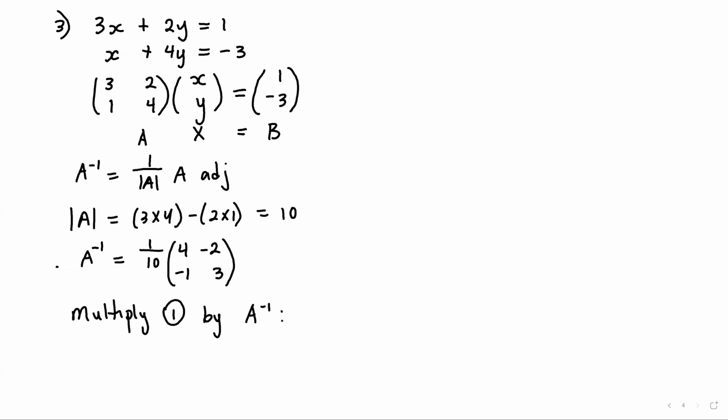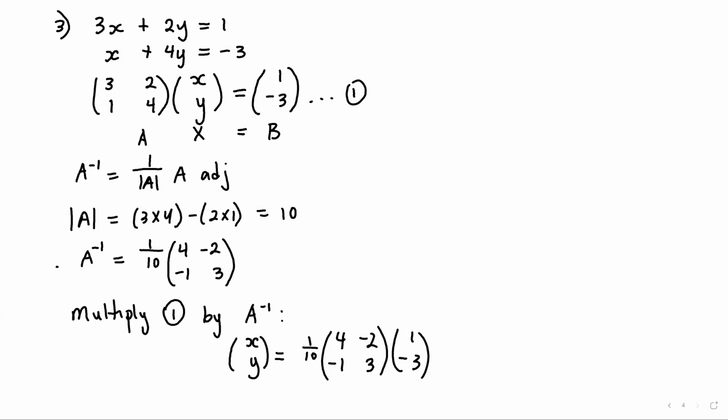So we're supposed to write this equation 1 over here. That's what equation 1 is, right? So multiplying equation 1 by A inverse, the whole left-hand side, you're just going to be left with y is equal to 1/10 times [4, -2; -1, 3] times b, which is [1, -3]. I'm going up here now.